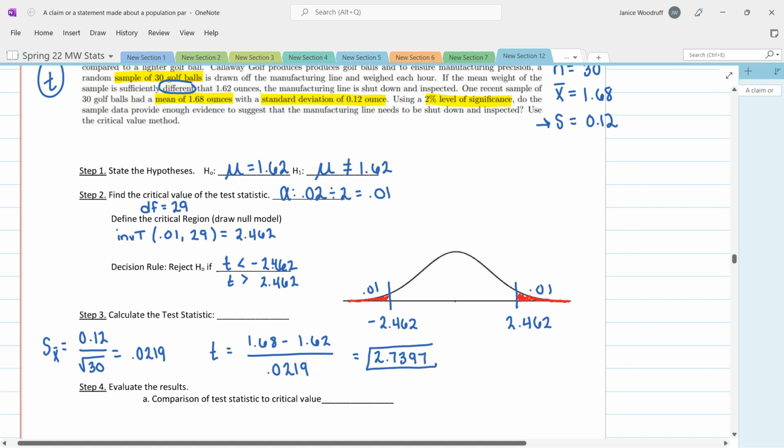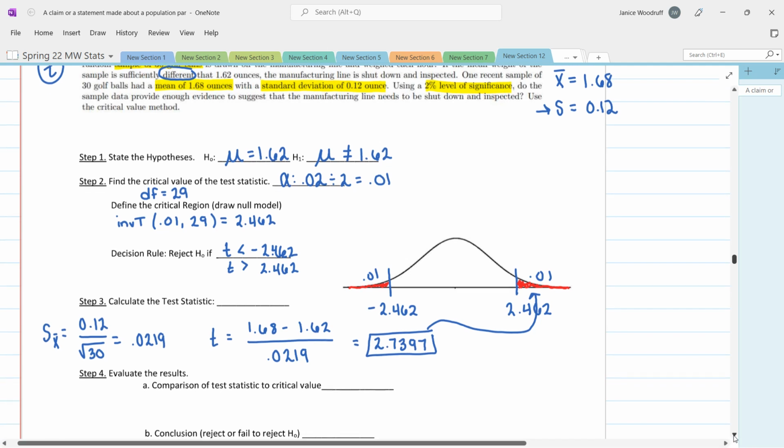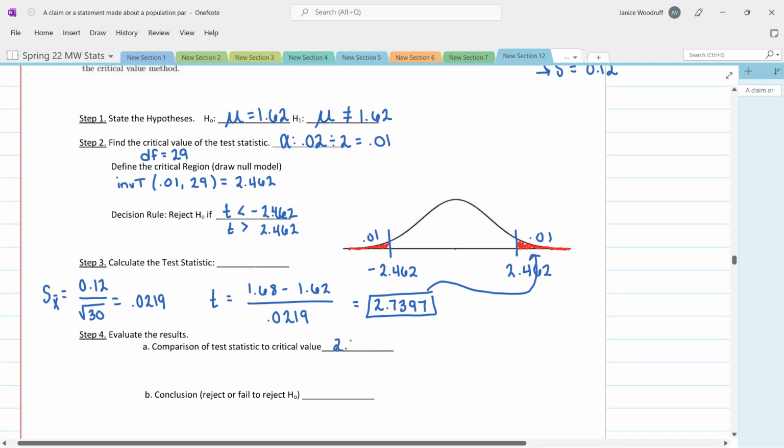That is a reject. Because when we put that in here, that is going to be about right there. So we will say that this is greater than, and we will reject the null.